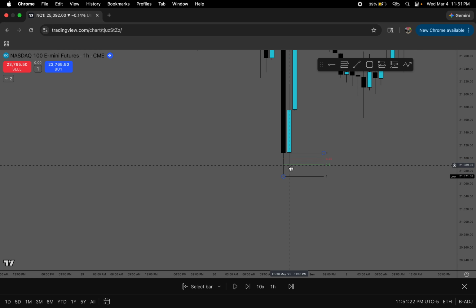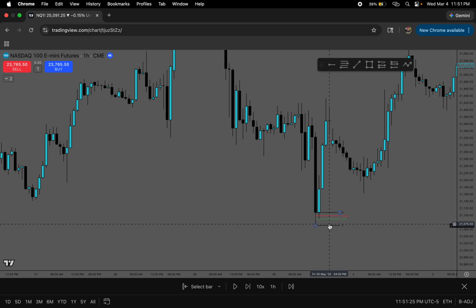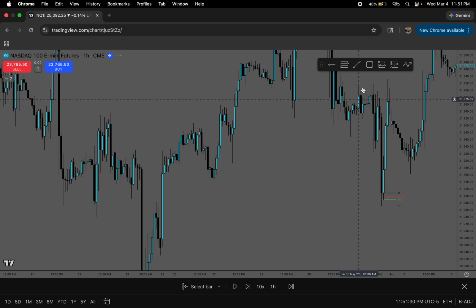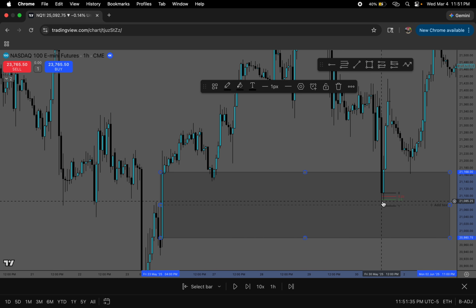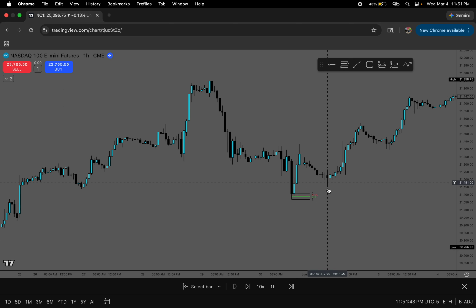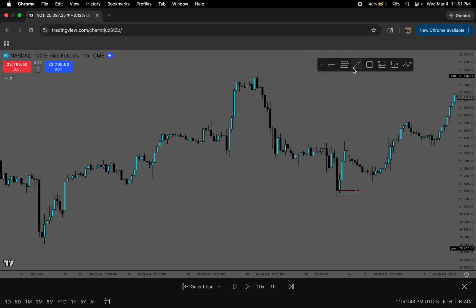Boom. To the CE, literally. Price taps it, sweeps out this liquidity, taps into, rejects this. Hits the CE of that. It's very simple. It just has to be something that it's rejecting along with sweeping something out. We have this low that we swept out, and then we have this PD array that it rejected clearly.